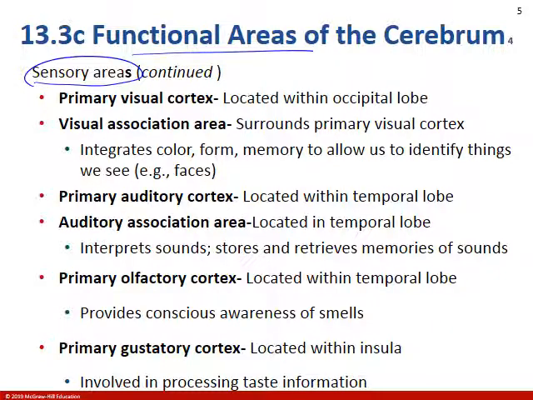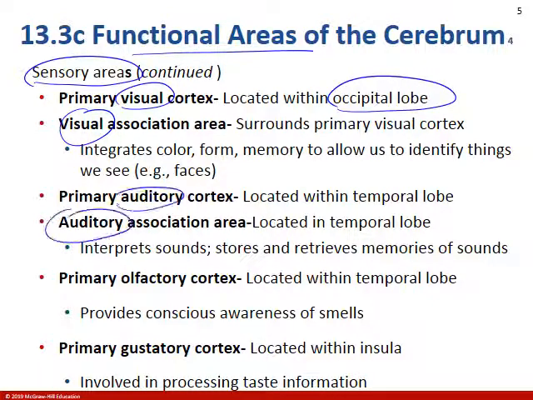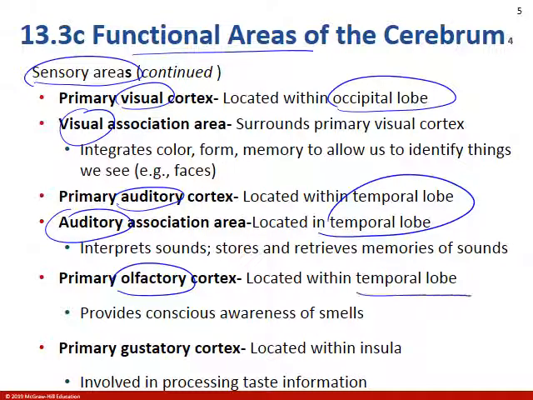These functional areas include visual information. So remember, that all goes to the occipital lobe. We have auditory areas. These are going to process hearing right at the temporal lobe. We also have olfactory, again temporal lobe, and taste that is processed at the insula. So you can see that we have additional sensory areas that are focused on receiving sensory information from very specific parts of the body.